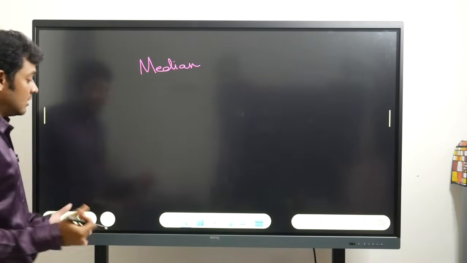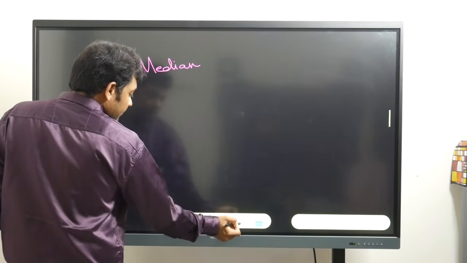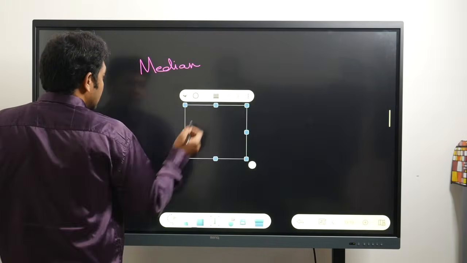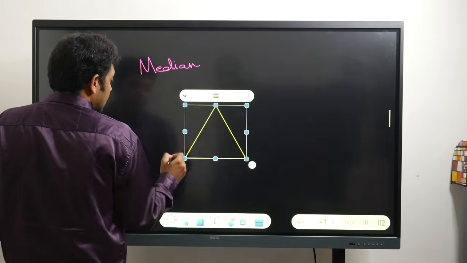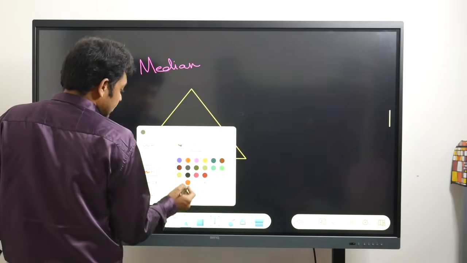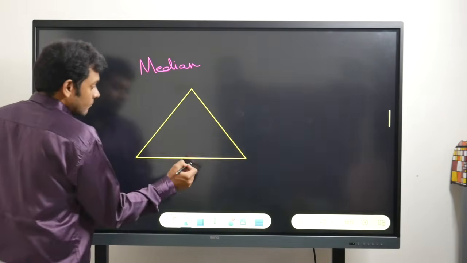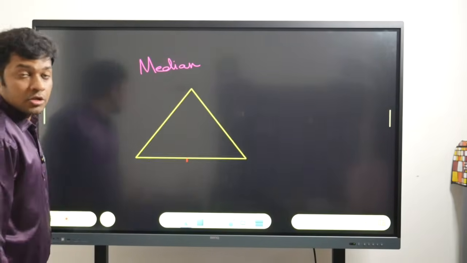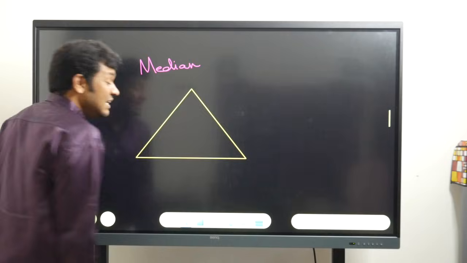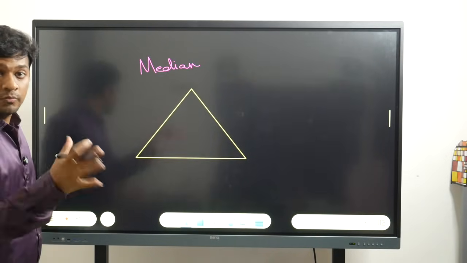What is a median? A median in a triangle: if you have to construct a median, you take the midpoint of a side. So for any triangle, you take the midpoint of the side and join it to the vertex. It's a median. So the median divides the side into two parts.